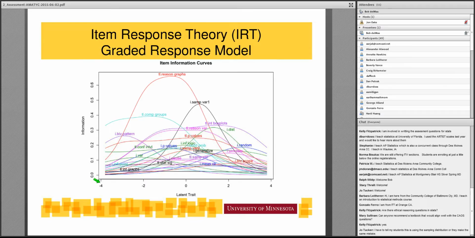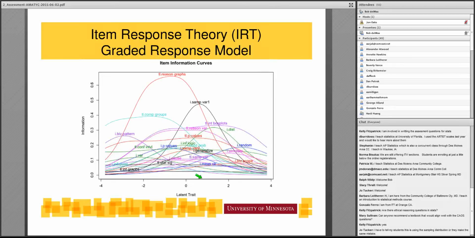It's distributing students along that continuum from low to high understanding, and it's showing you where items give information about a particular level of understanding. For example, there's a set of items that have to do with reasoning about graphs. Those are items 3, 4, and 5, and they tend to give information about students in the range from 2 standard deviations below to about right at the mean understanding, versus an item on sampling variability. That's a little more difficult item. You can see it's centered here at about 1 standard deviation above the average.